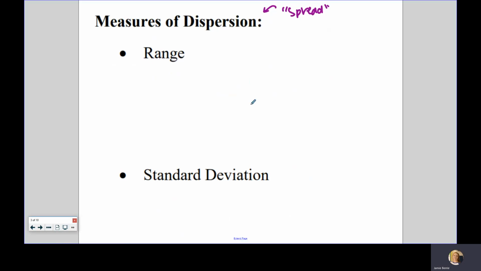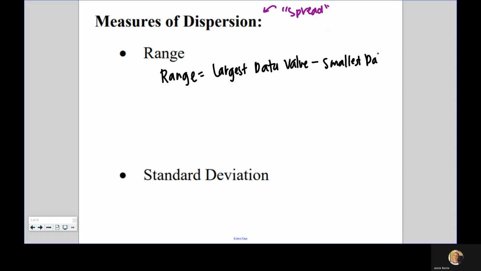The range is super easy to calculate. The range is just equal to the largest data value minus the smallest data value. It does not have a symbol, so if you have to find the range, you have to write out the word range. And then the standard deviation does have a symbol.